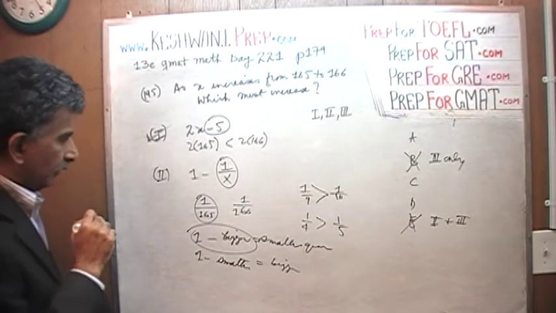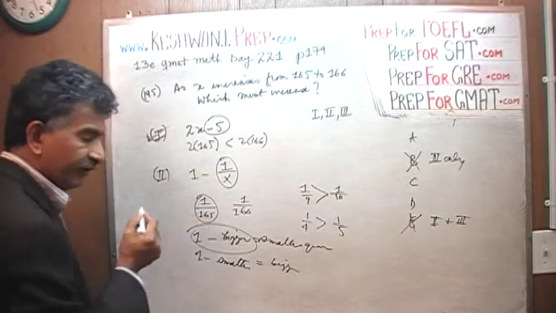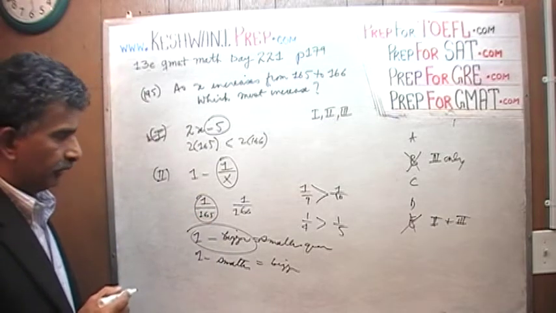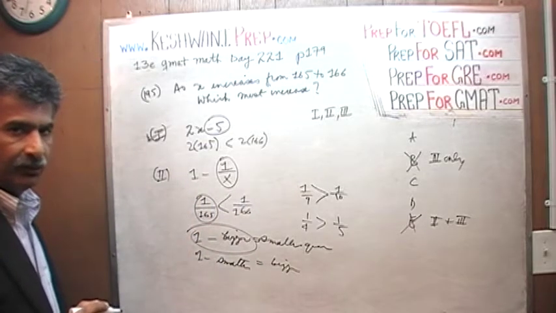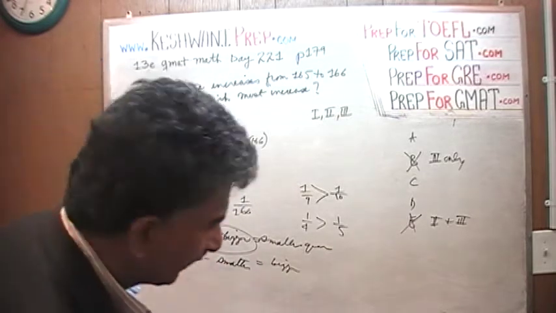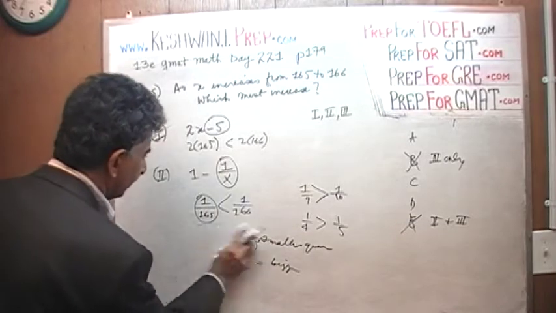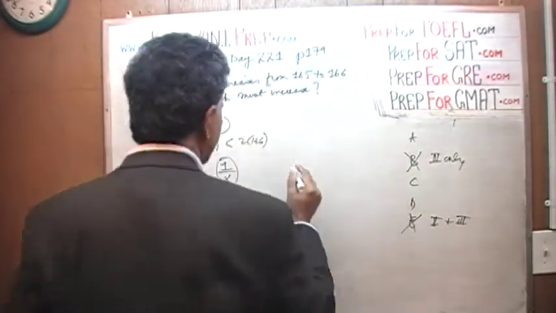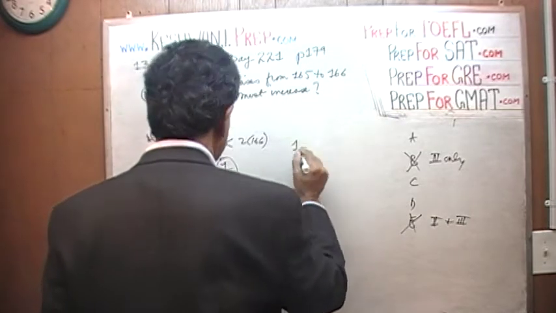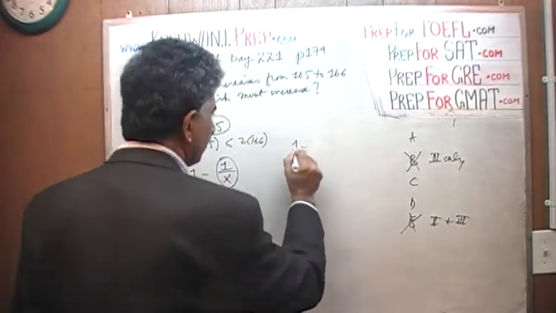Let me start again. First time around, we are subtracting 1 over 165, which is a bigger number. 1 over 166 is smaller than 1 over 165. Let me write it properly here. I'm trying to do it in a hurry. It doesn't look good and it doesn't do anything. We're not in a hurry. So first time around, we have 1 minus 1 over 165.